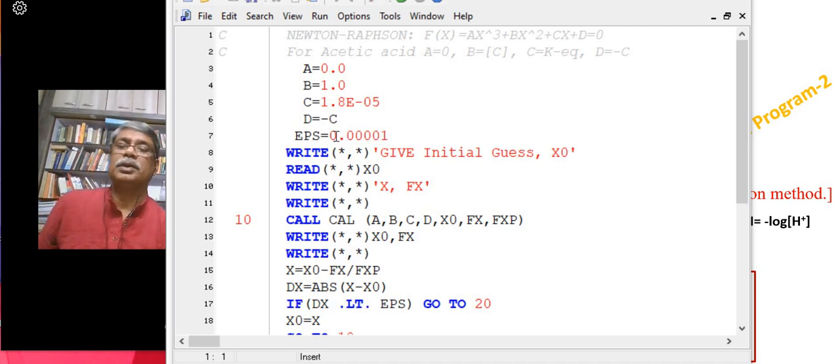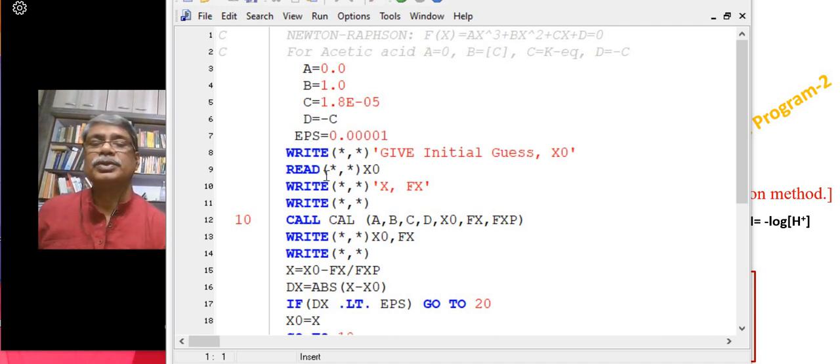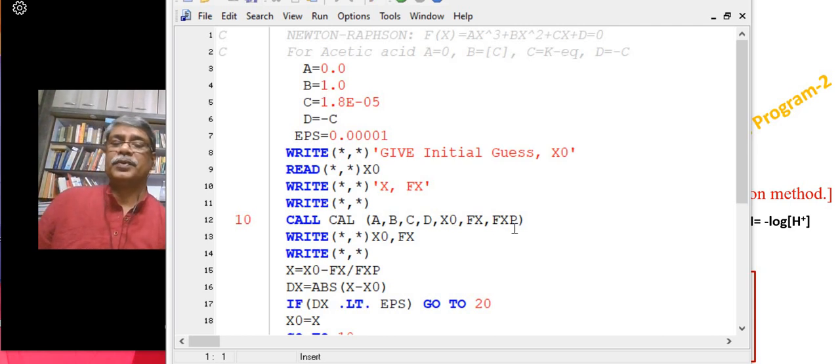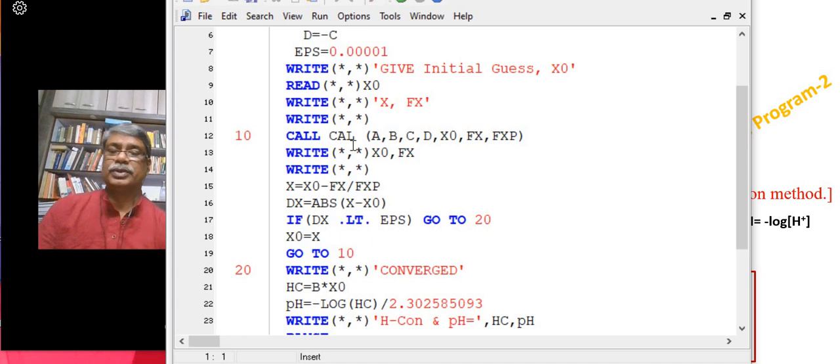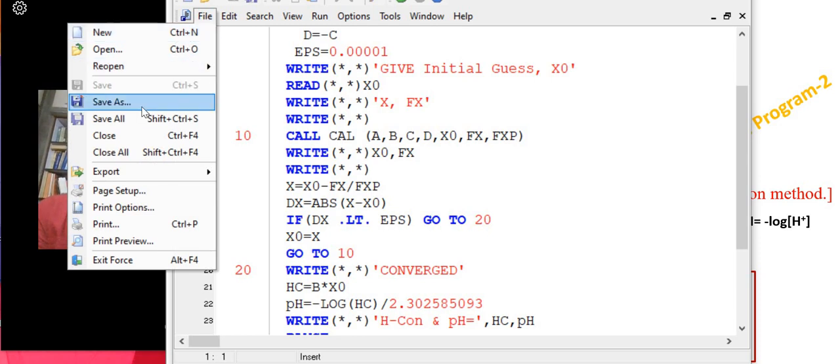As obviously EPS is given as 10 to the power -5, and then you have to give an initial guess, and by the same logic it evaluates by subroutines fx and fxp, and then it calculates the x new, takes the absolute difference and checks whether it's less than epsilon or not. Accordingly it either goes to converged and comes out of the loop, or goes to 10, that means it goes again for the next step repetition. So after getting out of this loop, it finally calculates the pH, minus log of the H plus concentration. So that's the problem, and now I will show you by running the program.